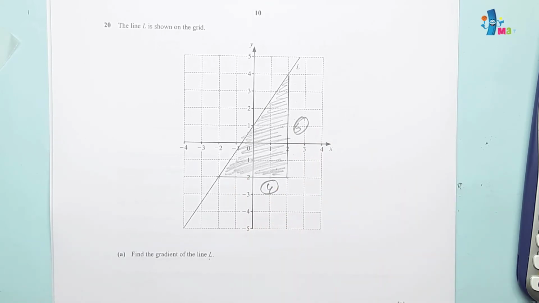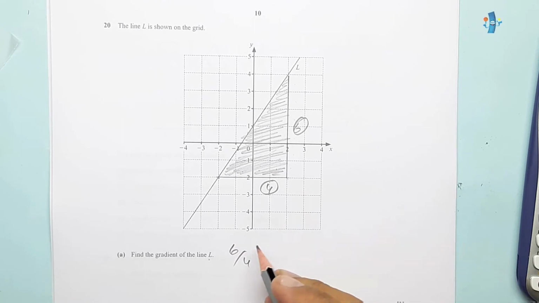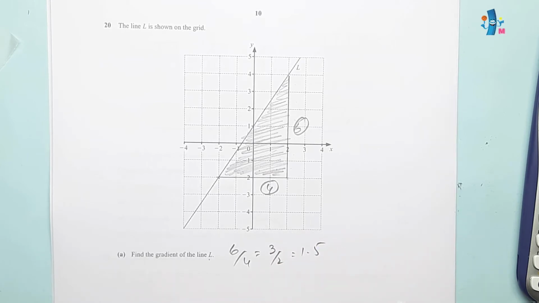So gradient will be equal to rise over run. Rise will be equal to 6 over 4, which is equal to 3 by 2. 3 by 2 means 1.5, and this will be 1.5 gradient over here.